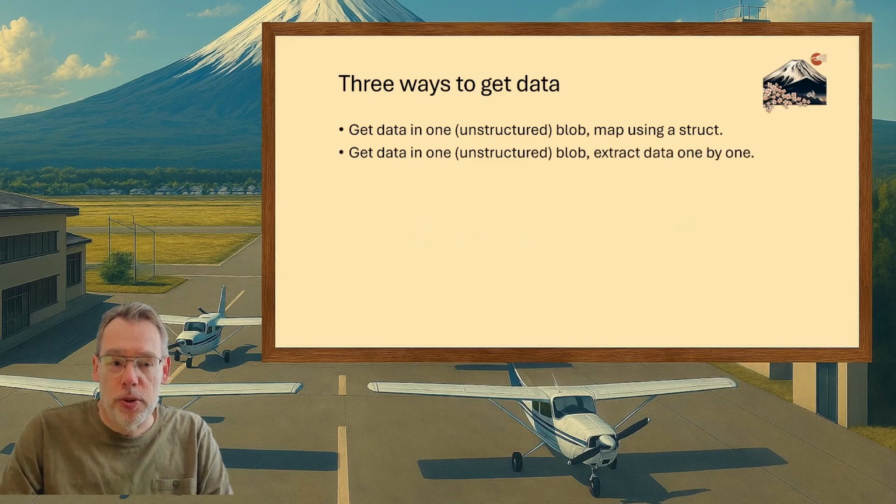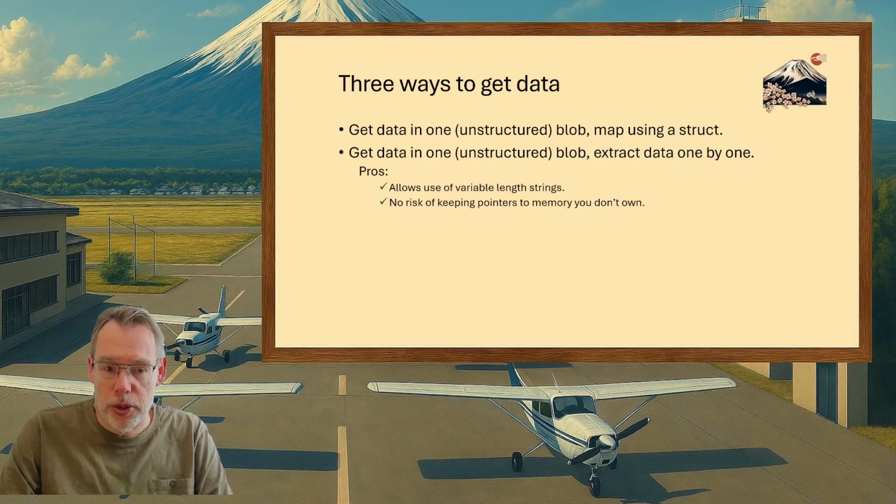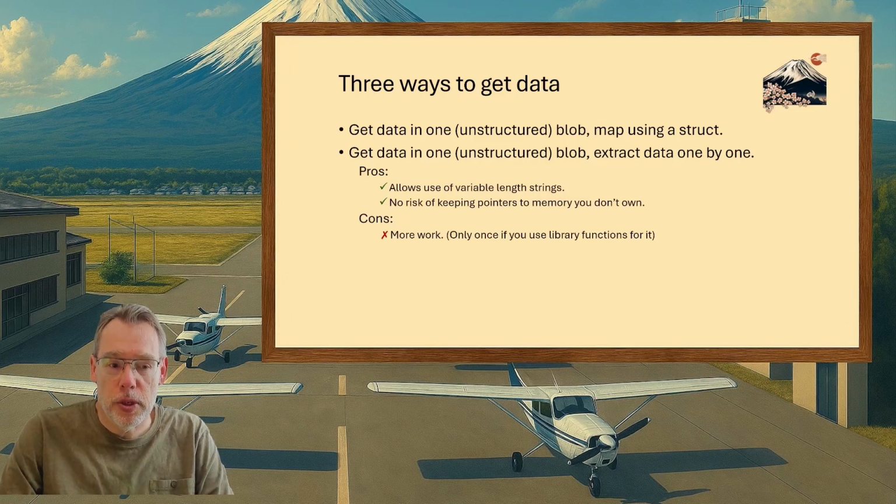So the second way to get the data is still to get it in an unstructured blob, but now extract the data field by field. Advantage is that you can now use those variable length strings, which can save you some memory. And you no longer have the risk of keeping pointers to memory you don't own, hopefully, because you need to copy it out, and that means you're getting the data into a safe location as soon as possible. But there are also a few cons here.